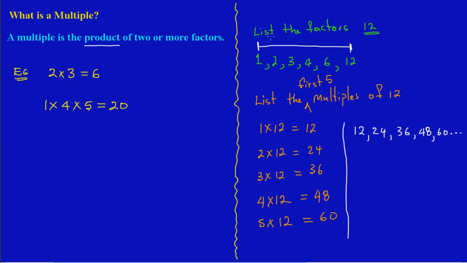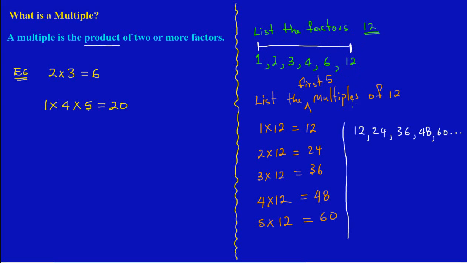So I was asked to list the factors of 12, so I have to begin at 1 and I have to stop at 12. There isn't a bigger number than 12 which is a factor of 12. 12 is the largest factor of itself.